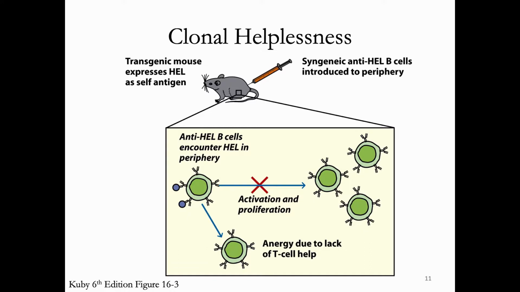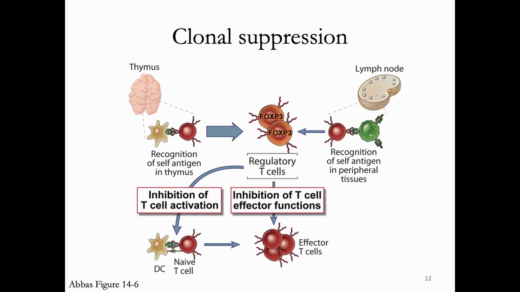I'm going to talk about the next two kind of together because it's hard to fully explain them separately. So the third mechanism of peripheral tolerance is clonal suppression. Apparently here we're allowed to use the word suppression. Nowhere else. And clonal suppression is just a fancy word for Tregs do their jobs.